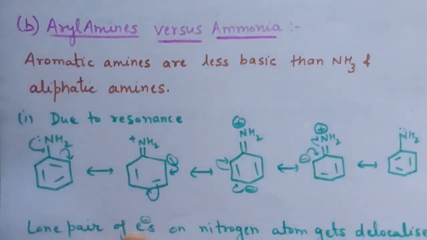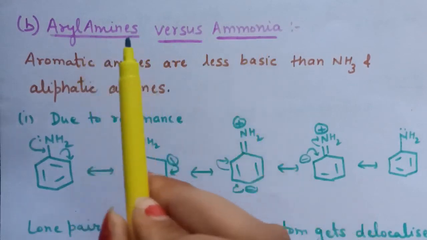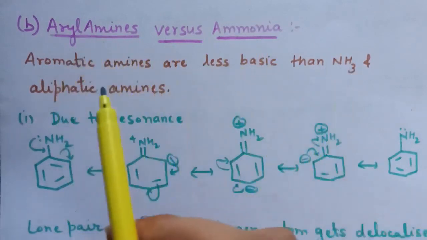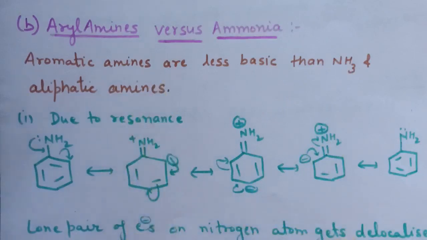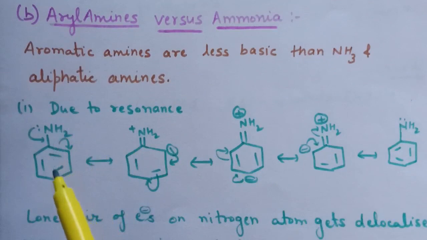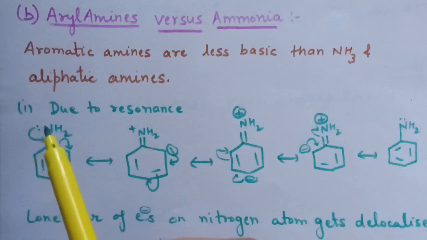Now second is basicity of aryl amines versus ammonia. Aryl amines, or you can say aromatic amines, are less basic than ammonia and aliphatic amines. The reason is due to resonance. Now as NH2 group is attached to benzene ring, the lone pair of electrons is involved in resonance with this benzene ring, and hence less available for sharing with the proton of an acid.